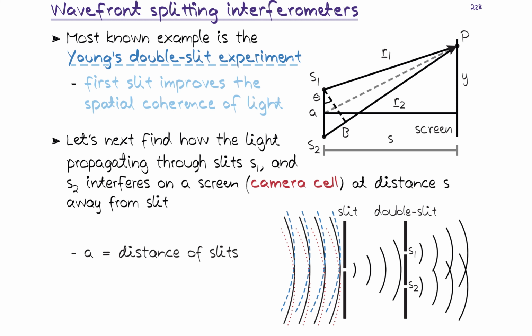So here the parameters of interest: the separation between the slits, in the top picture, we denote as the parameter A, and the distance of the observation point P from the optical axis is Y, and we are assuming that this is way smaller than the distance between the slits and the screen. So S is the distance between the slits and the screen.